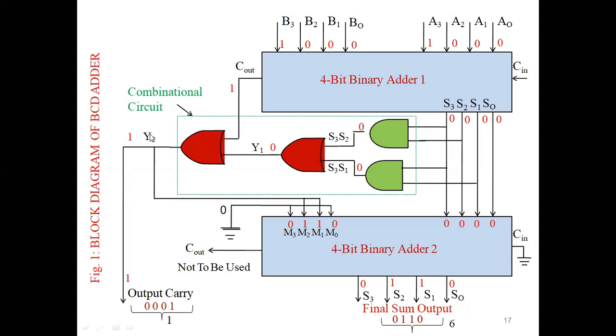So whenever y2 gets 1, automatically we have to add plus 6 to the existing output. So here 0 1 1 0, here 0 0 0 0, then we perform the addition, and we will get 0 1 1 0 and the output carry is 1.